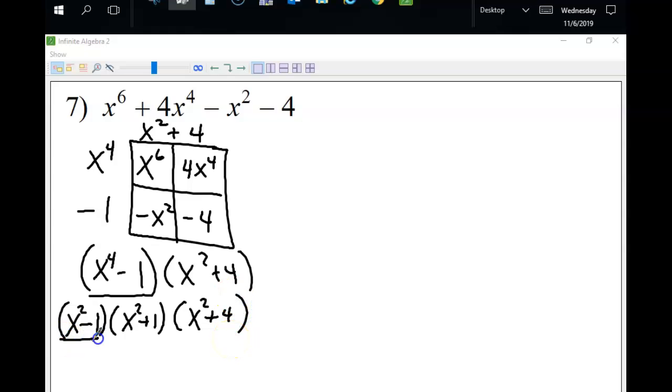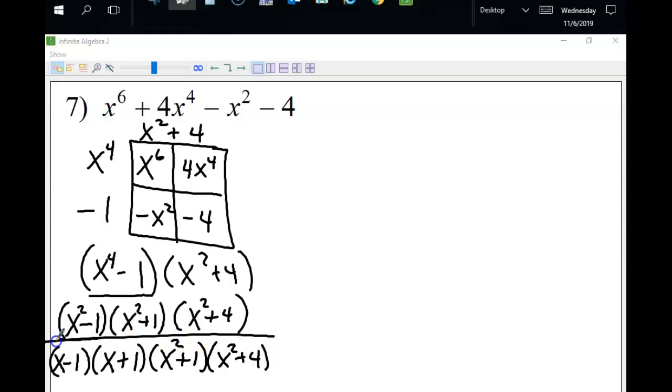And we have another difference of squares after that. The last two are not differences of squares because they're both pluses. So we're done.